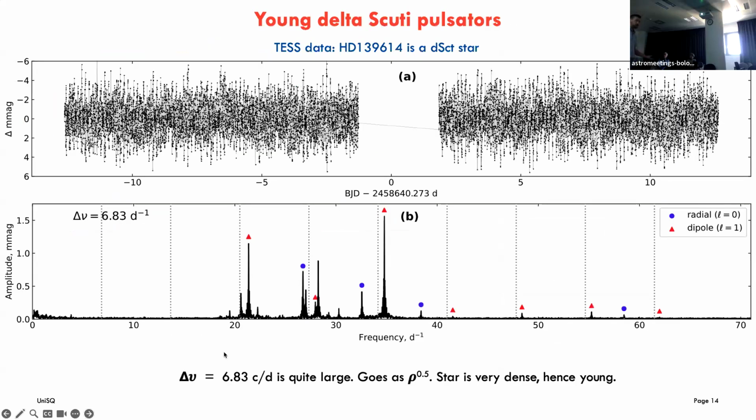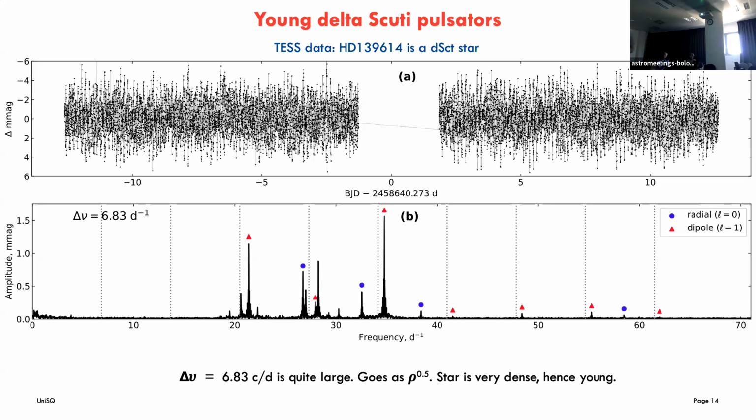So if we go back to our case study, HD 139614, here are its TESS data which show that it's a delta Scuti star. The light curve is on the top, the Fourier transform is on the bottom. Each peak in this Fourier transform is a pulsation mode, and I've labeled that with a degree, either a radial mode of L equals 0 or a dipole.